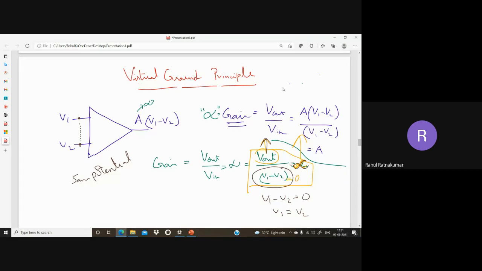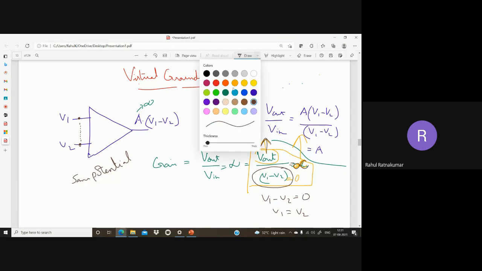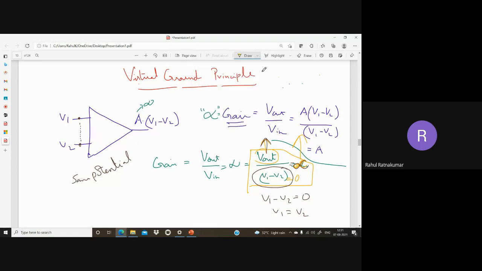And we know one more thing: we cannot push any current into these terminals. I can be zero. Why? Because Z input is assumed to be infinity. Here also there is no current going inside the op-amp because the input impedance is assumed to be infinity. At this point we can say whatever V1 is as a potential, V2 will be the same potential.